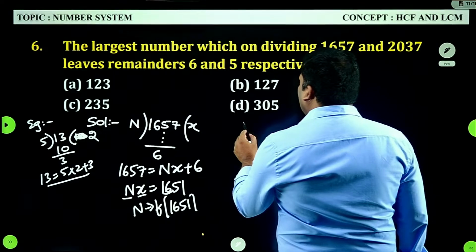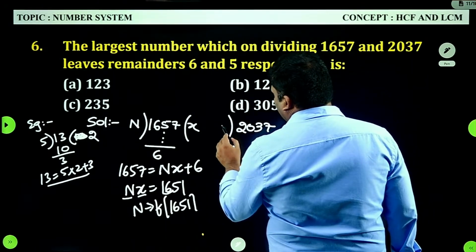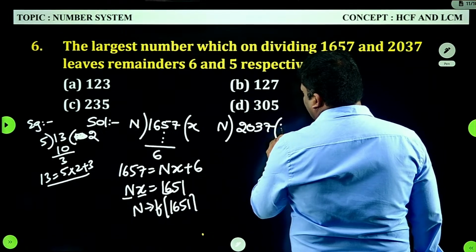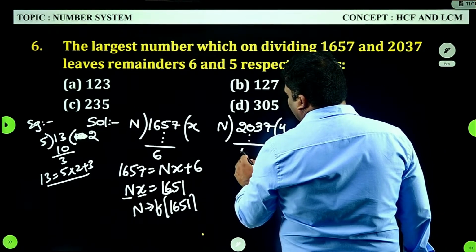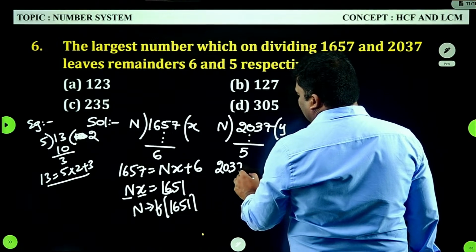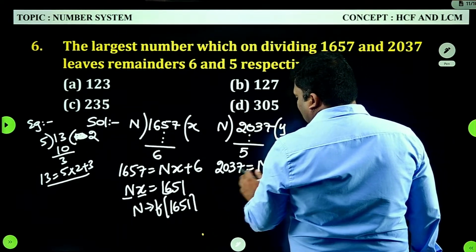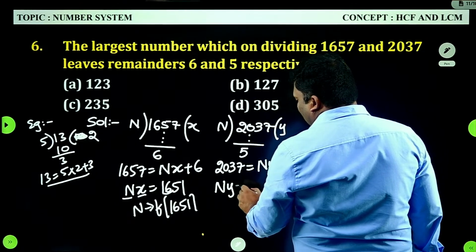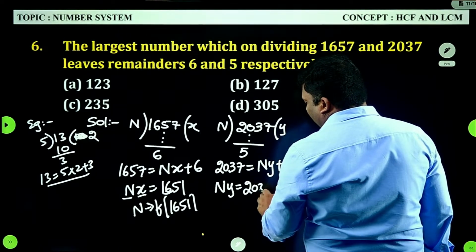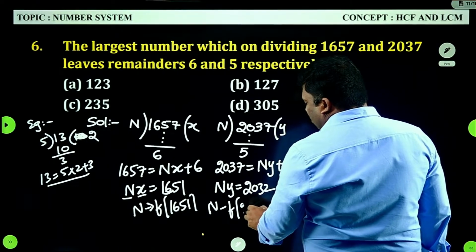Similarly, there is another number, 2037. It is divided by the same number. The quotient can be different, say y, and the remainder is 5. So 2037 is n into y plus 5. So ny is equivalent to 2032. So n will be a factor of 2032.